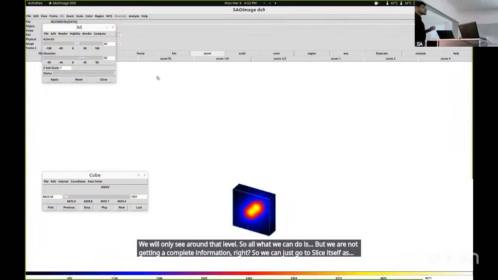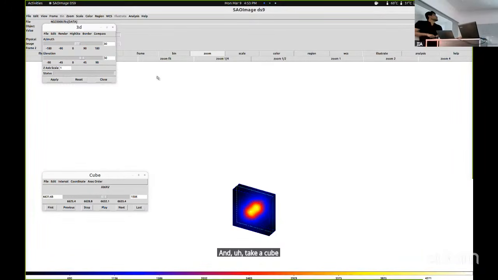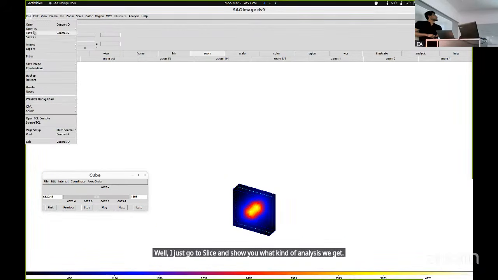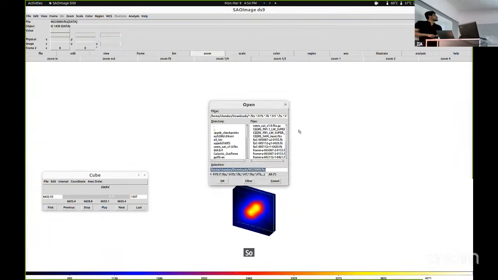To visualize the cube, you can do it like this. You can make it a 3D cube and see where exactly you are seeing the emission, take a cut and take that cube. You can just take that cube and do the analysis. So I'll go to the slice and show you what kind of analysis you get. You can just open it now, since you just need a slice.